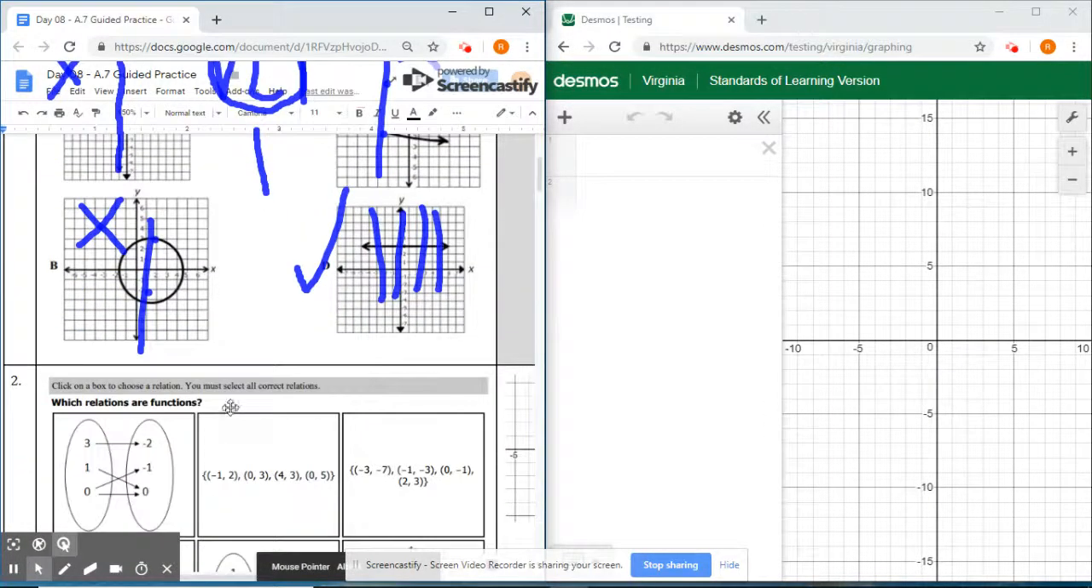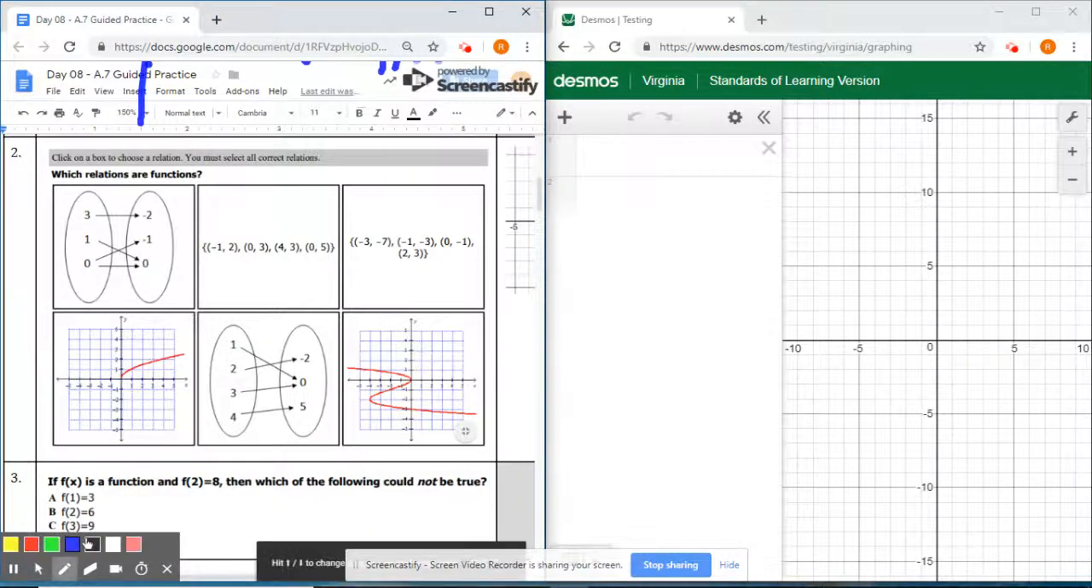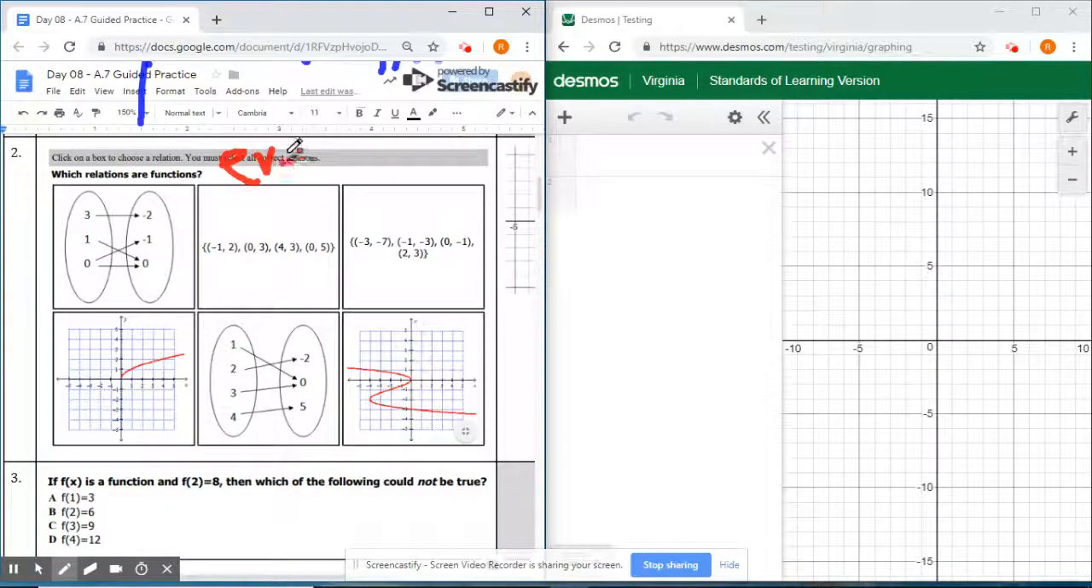Okay, number 2. Which relations are functions? Remember that for a relation to be a function, we have to have every x value go to one y value. Every x goes to one y value.